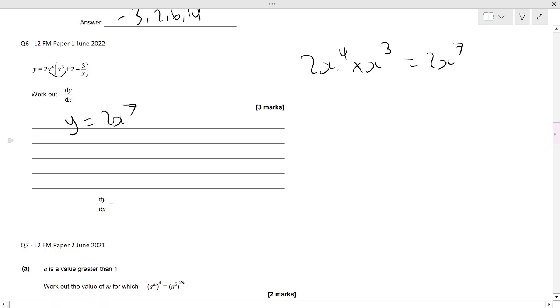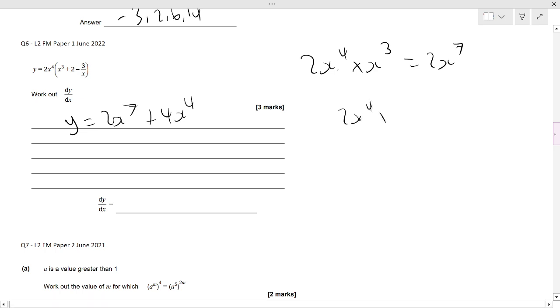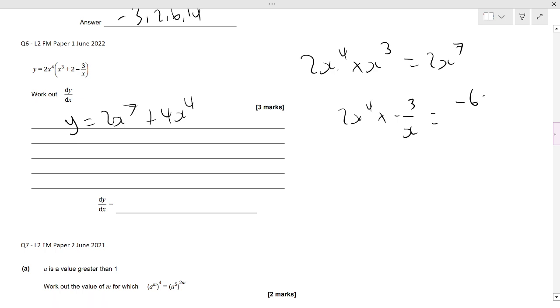Then we can expand 2x to the 4 times 2 plus 2. So that's going to be 2 times 2, which is 4x to the 4. And then we're going to have minus 3 over x, add 2x to the 4. So 2x to the 4 times by minus 3 over x. So that's going to be minus 6x to the 4 over x. And the x will cancel. So it's going to be minus 6x cubed, okay?